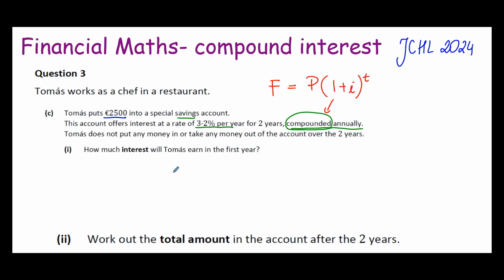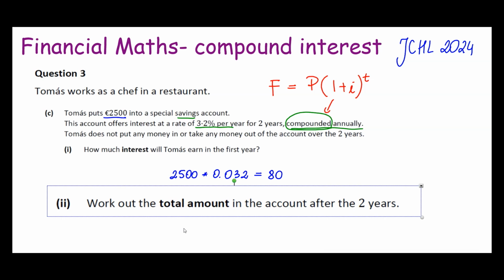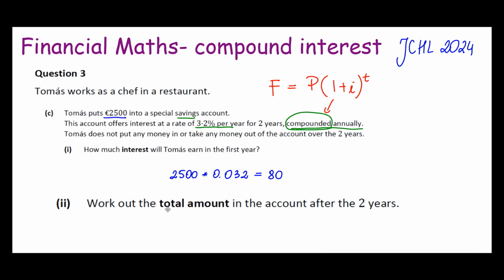So that's simple enough, because we are saying 2,500, and in the first year he's getting an interest of 3.2%. So we are finding how much is 3.2% of 2,500. We put that in the calculator and we get 80. Okay, and then we are looking at the second part. Work out the total amount in the account after 2 years.